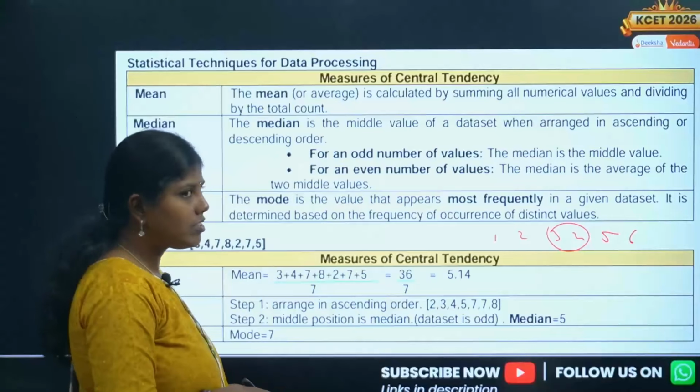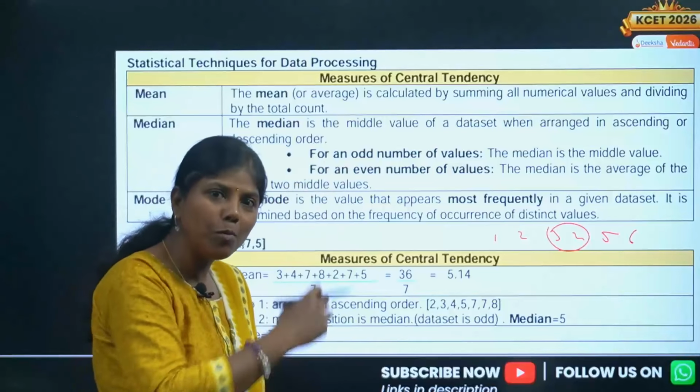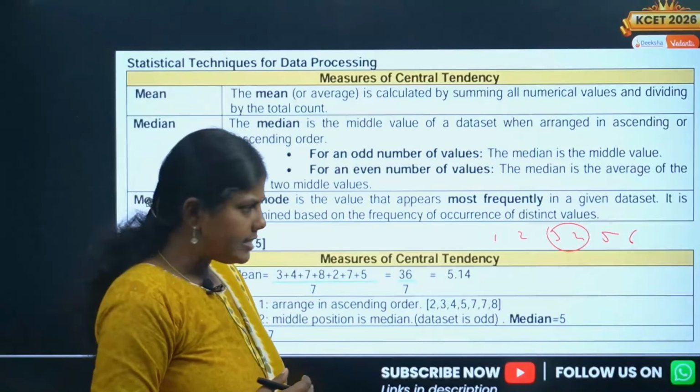Okay, so what if it is repeated, like red, green? I can have two modes. I can have multiple modes. Okay, let us see an example for all these central tendencies: mean, median, and the mode.